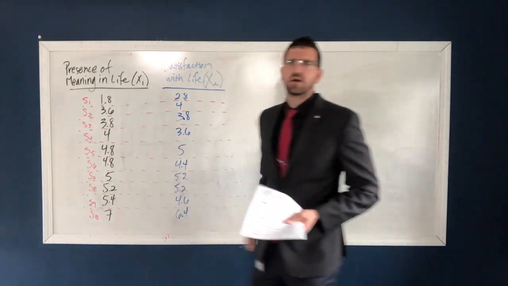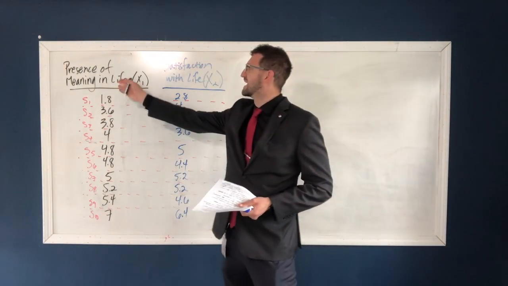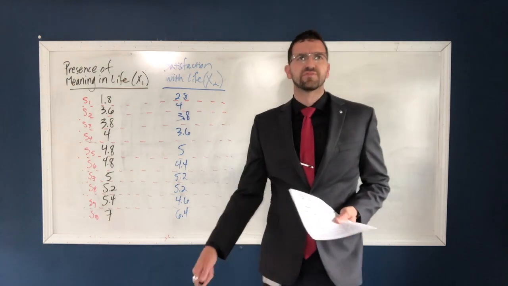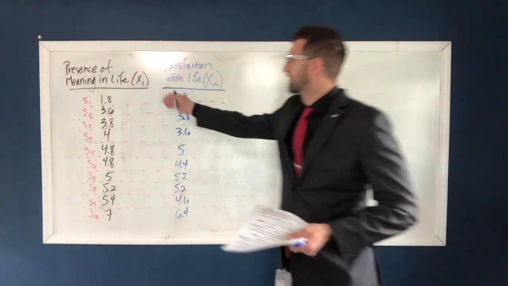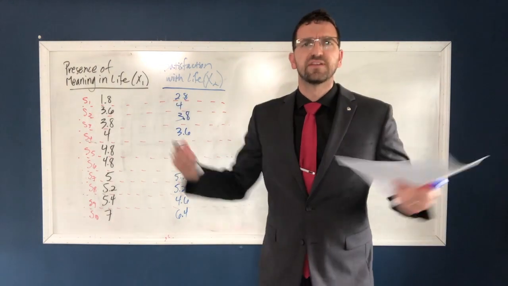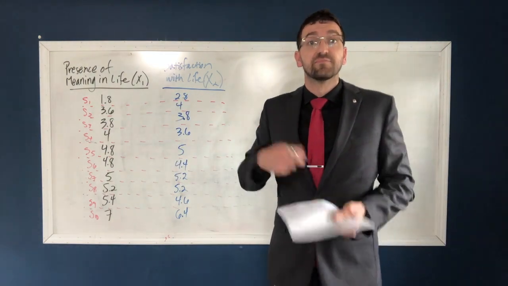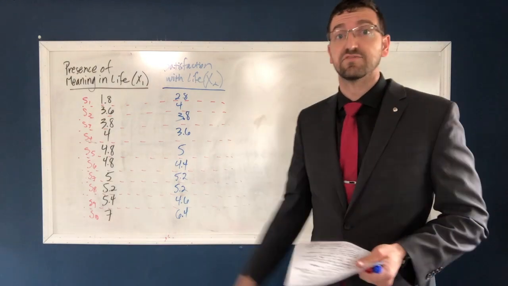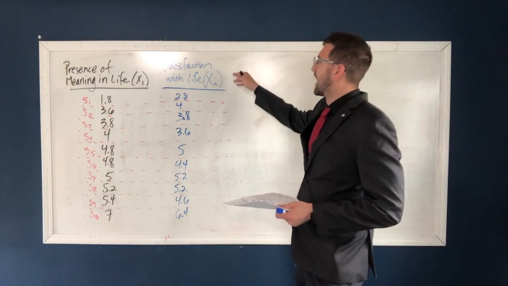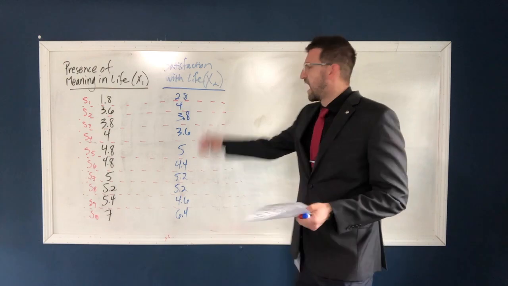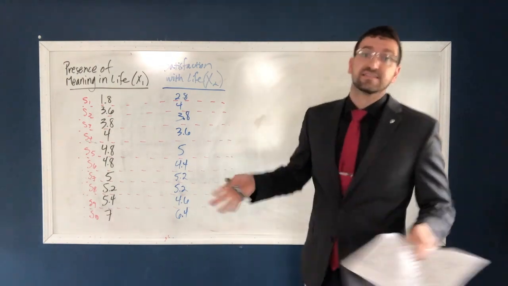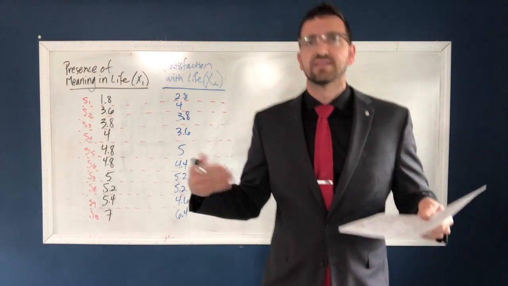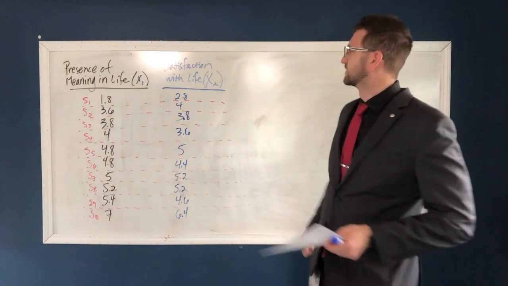So what are our variables? One variable is presence of meaning in life. High scores on this variable mean that someone feels like their life is full of meaning. They have a presence of meaning in life. And then we have satisfaction with life. High scores on this variable mean someone is highly satisfied with life.